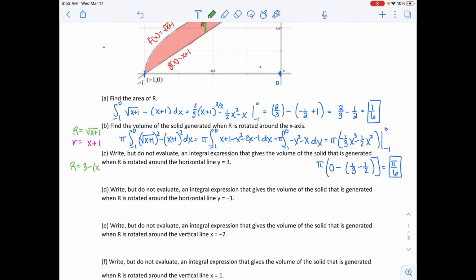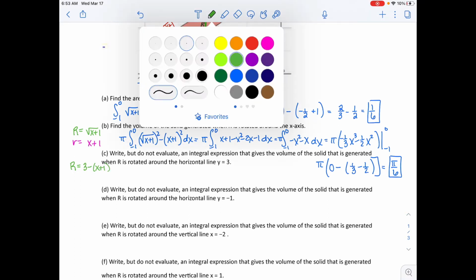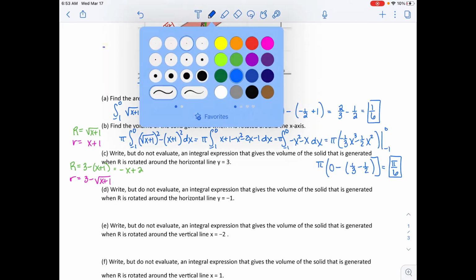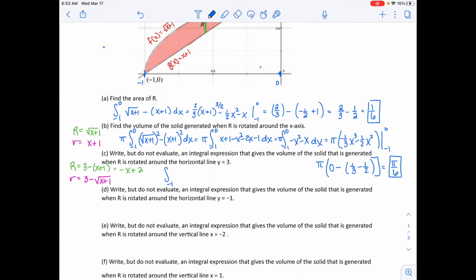So this is 3 minus x plus 1, which we could simplify to write -x plus 2. And then little r is between the line 3 and the curve, so 3 minus square root x plus 1. And then we're going to take the integral from -1 to 0 of pi R squared minus pi r squared. So we're going to factor the pi out. So -x plus 2 squared minus 3 minus root x plus 1 squared dx.